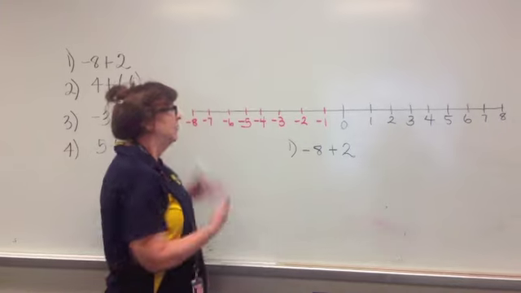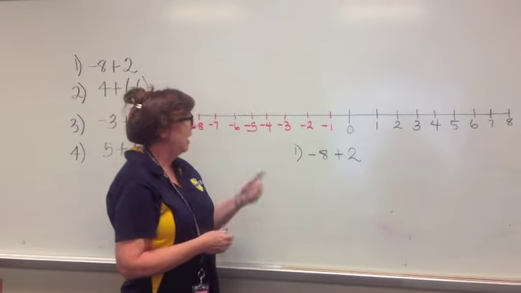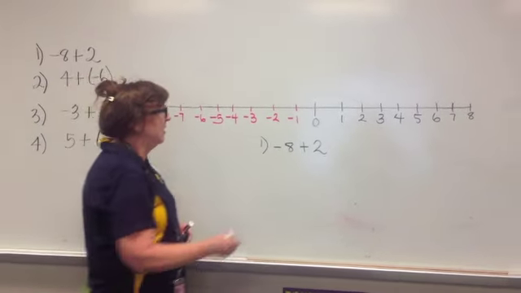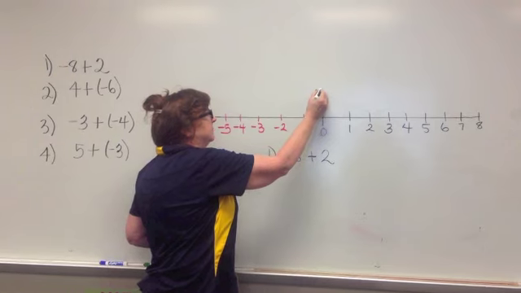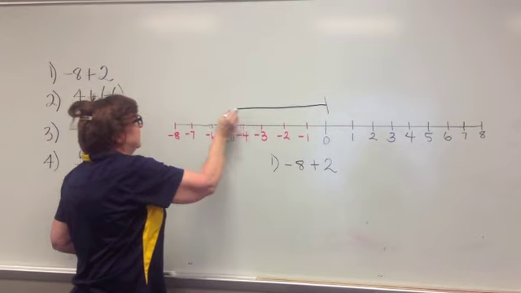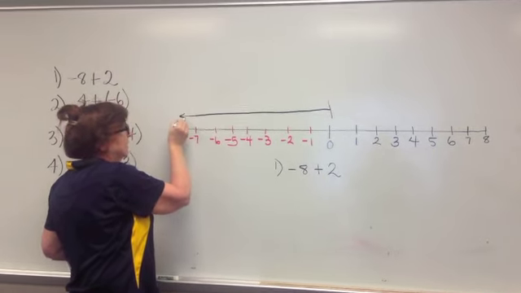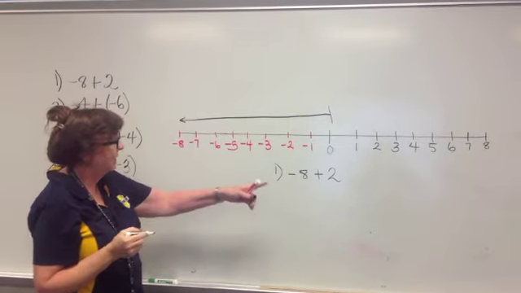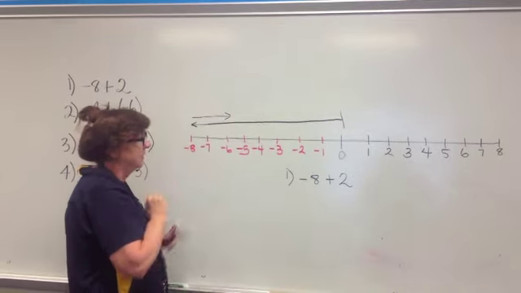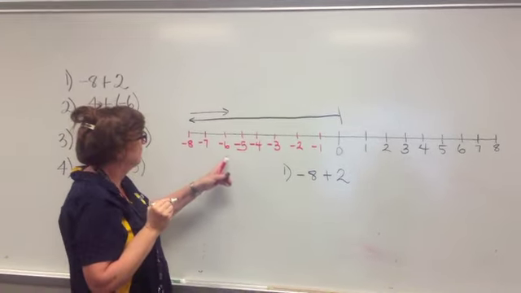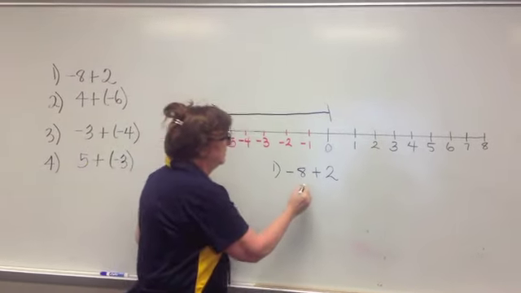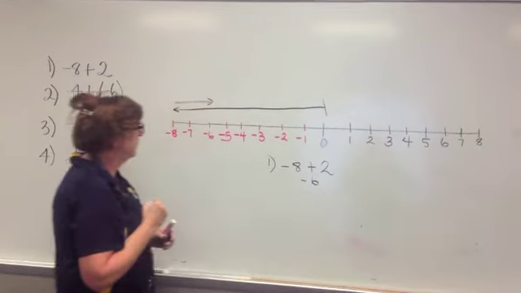Okay, so we have our number line on the board. Our first problem is negative 8 plus 2. So I'm going to start at 0. I'm going to go over negative 8. Then I'm going to go back 2. 1, 2. Where am I at? I'm at negative 6. And you can see that. So my answer for negative 8 plus 2 is negative 6.